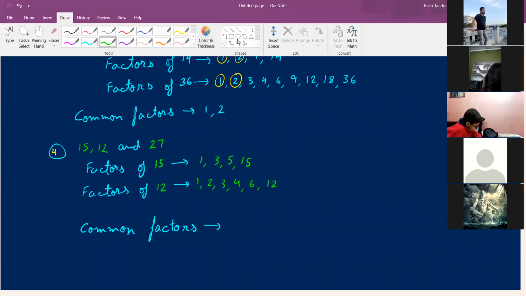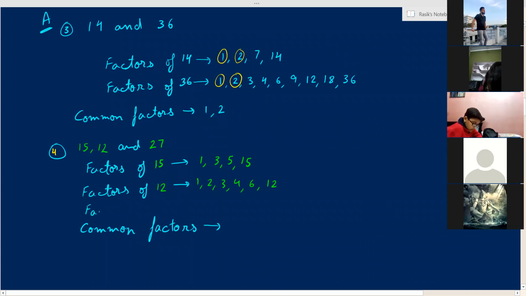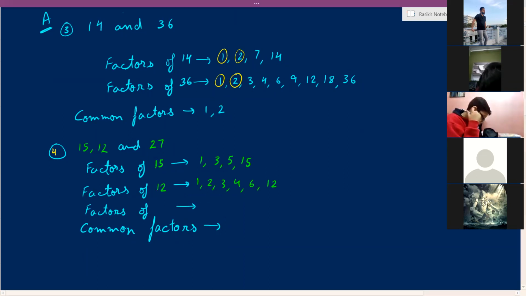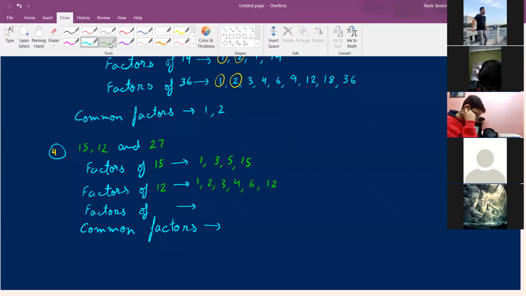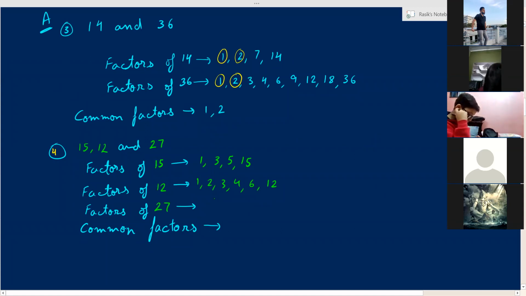Then factors of 27: 1, 3, 9 and 27 itself. Only 4 factors.